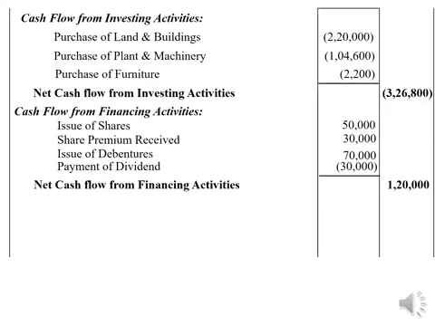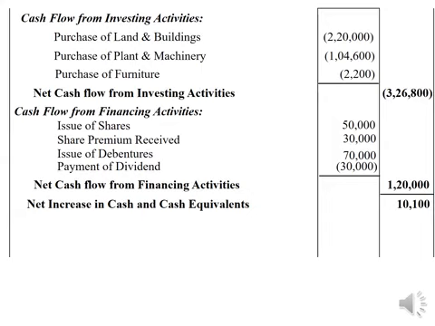So all the three items in the outer column have to be added. Net cash flow from operating activities plus net cash flow from investing activities plus net cash flow from financing activities have to be added. So we have to deduct 3,26,800 because it is a minus figure. Add does not mean adding everything. If minus is there, we have to subtract it. The amount comes to 10,100, a plus figure. So it should be taken as increase in cash and cash equivalents during the year. Net increase in cash and cash equivalents equals 10,100.